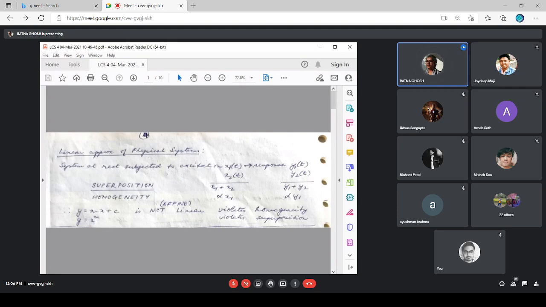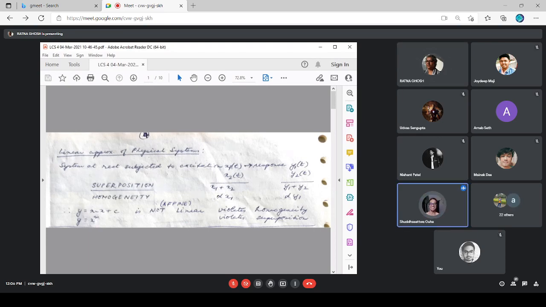Yes. Okay. So this is the LCS4 document that is there, and so your comments or queries on this one.